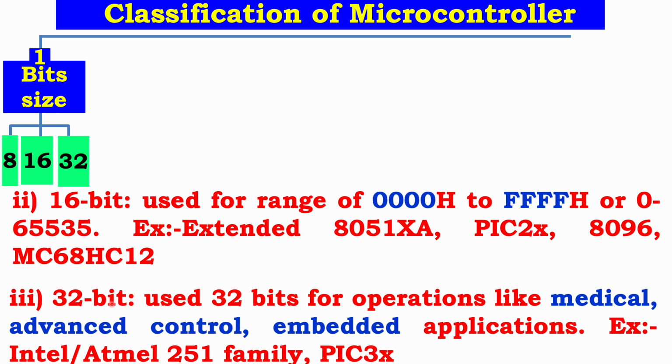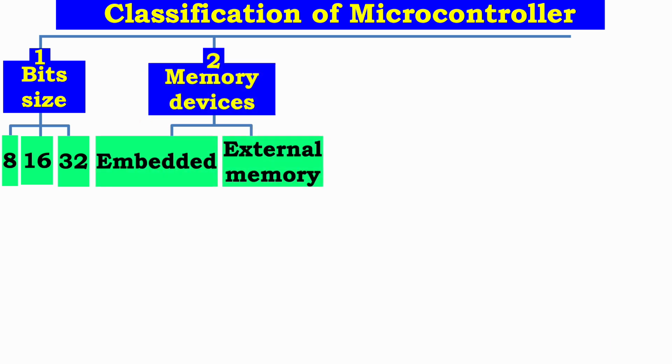Now 32-bit. The 32-bit operations are used for very advanced applications like advanced medical control and embedded applications. Examples are the Intel Atmel 251 family and PAC 36. These are all the types of microcontrollers according to bit size. In modern trends, they are extending these 32 bits to 64 bits depending upon the applications of microcontrollers.